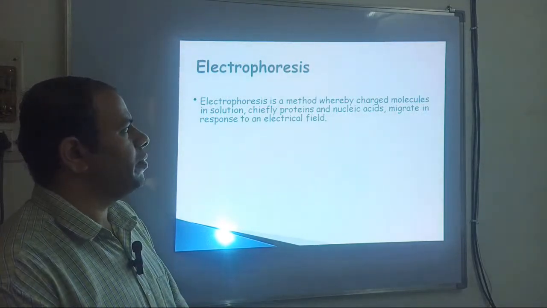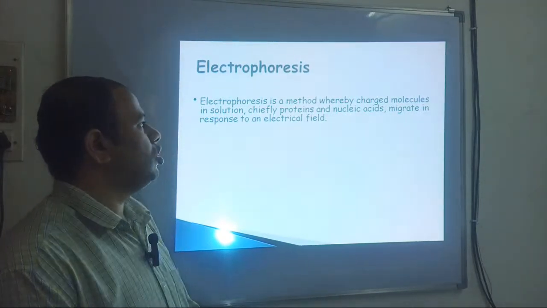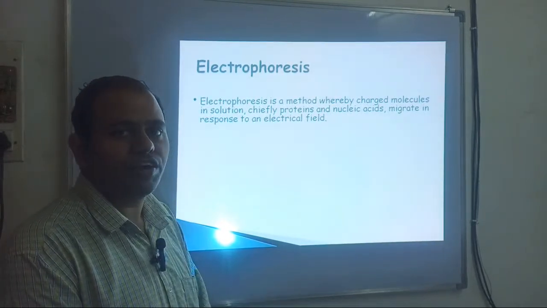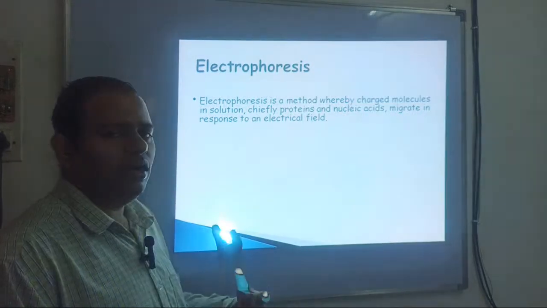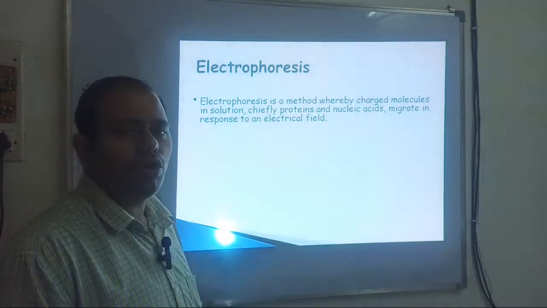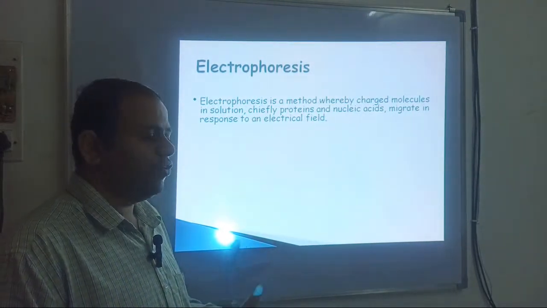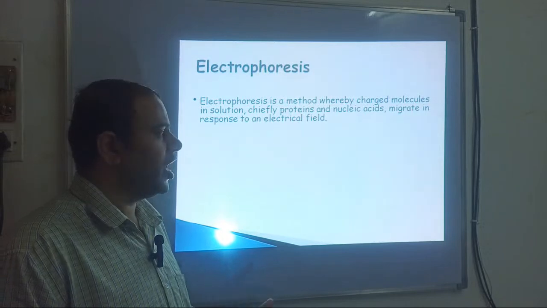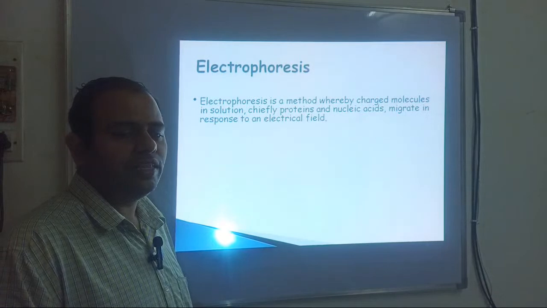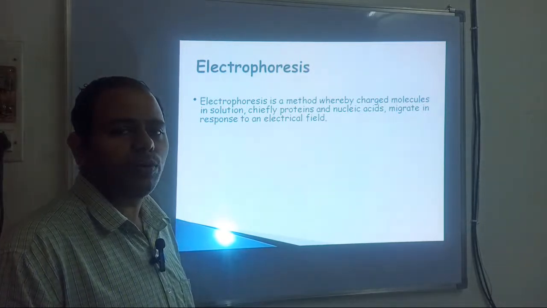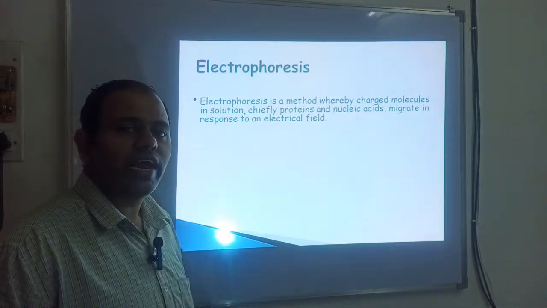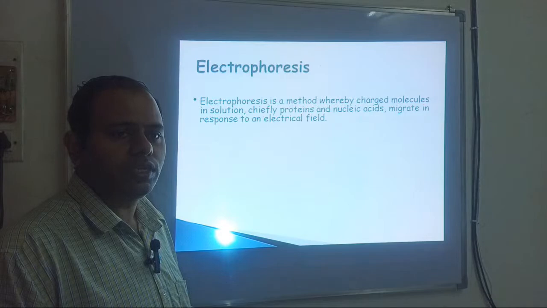Electrophoresis is a method where charged molecules in solution, chiefly proteins and nucleic acids, migrate in response to the electric field. The particular charge present on the molecule is determined by the different groups that are present in the molecule. The charge may be positive or negative. If the molecule has a positive charge, then the particles are going to migrate towards the negative charge, and if the molecule has a negative charge, then the particles are going to migrate towards the positive charge.